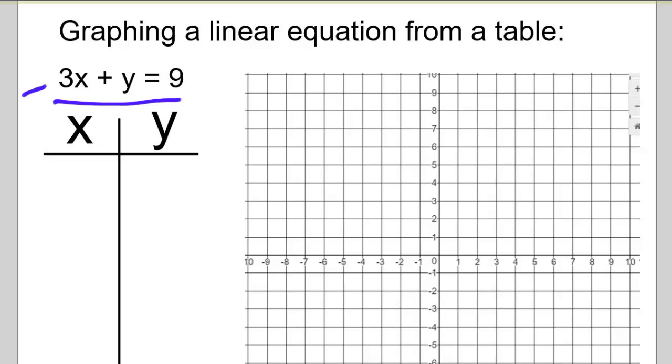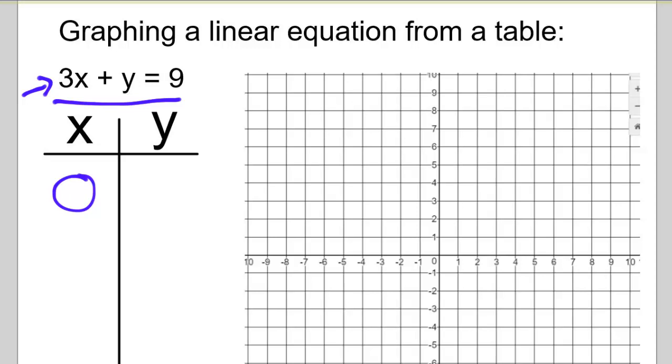The first thing I'm going to do is look at this number out in front of x. If that's a fraction, which it's not, but if it was a fraction, I would choose numbers that are compatible, evenly divisible by whatever the denominator was. I don't have a fraction there, so I don't have a problem. So I can pick any value of x to make this graphing easy, so long as it fits on the graph.